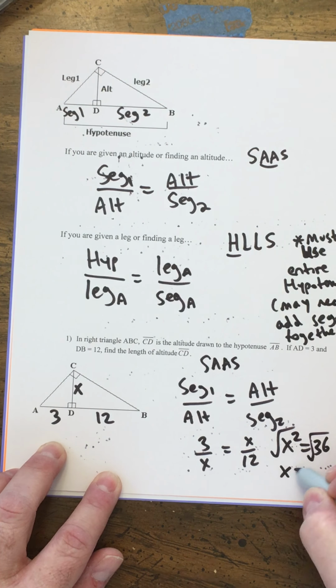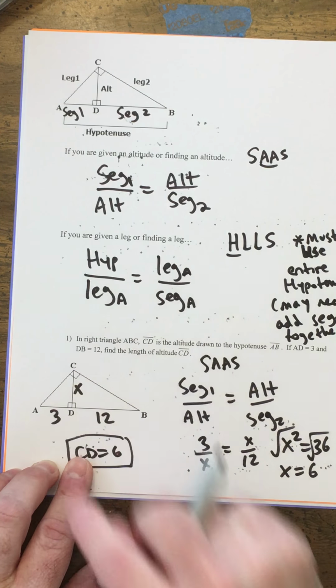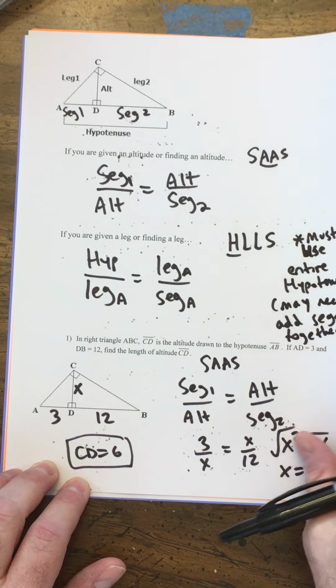This is how you solve a SAS problem. Okay? Very simple to set up. There shouldn't be anything on the legs, just something on the altitude. Okay, let's go take a look at the next problem. Okay, in right triangle ABC, altitude CD is drawn to hypotenuse AB. If AD is 6, DB is 24, find CD.